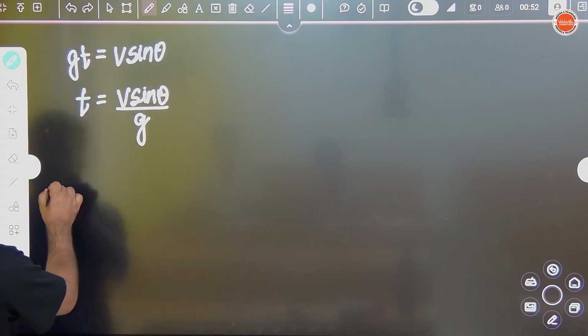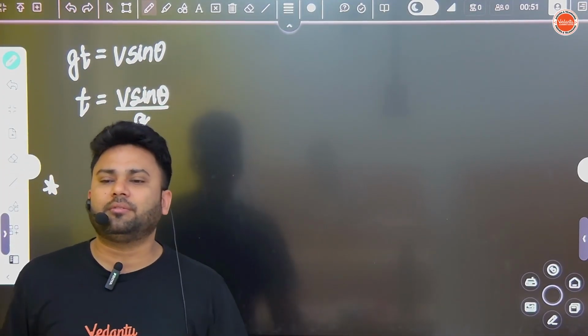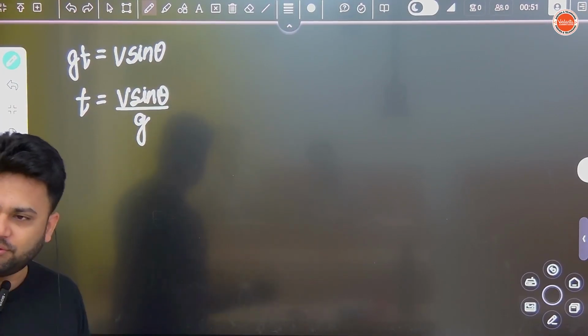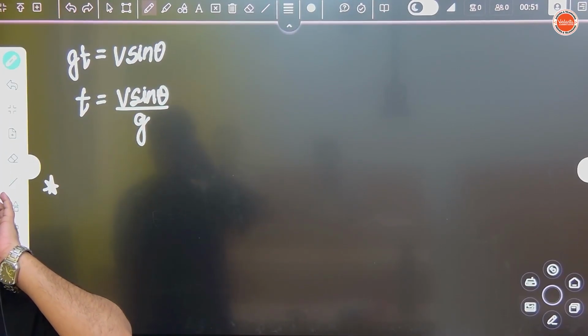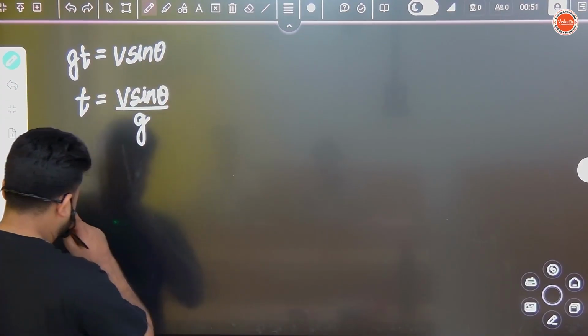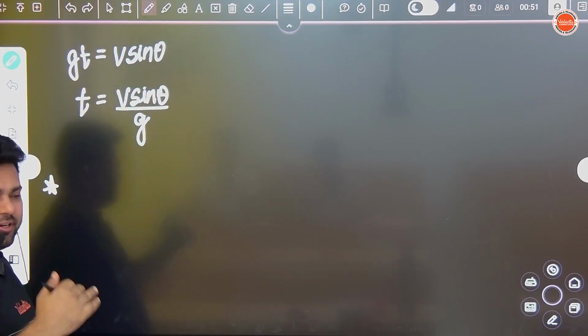Like someone asked another question: what is the maximum height reached by the ball? Do you remember this formula? H max. Physics you have not studied. See, H max, we are talking about maximum height, which means we are talking about the y direction now.